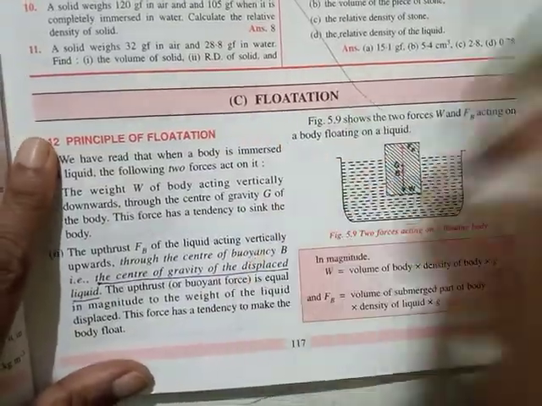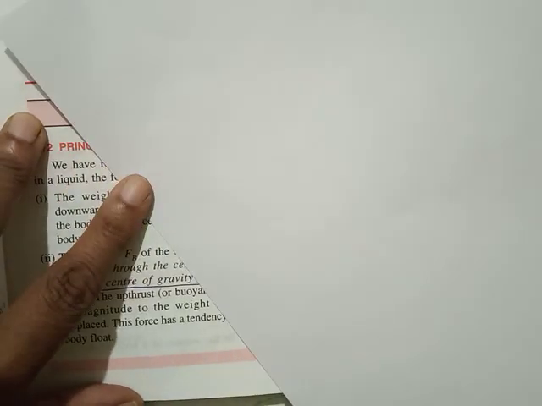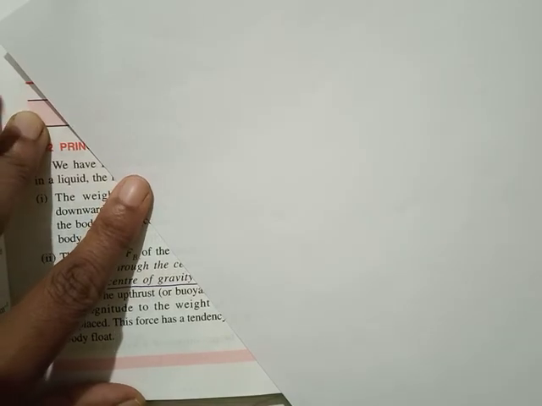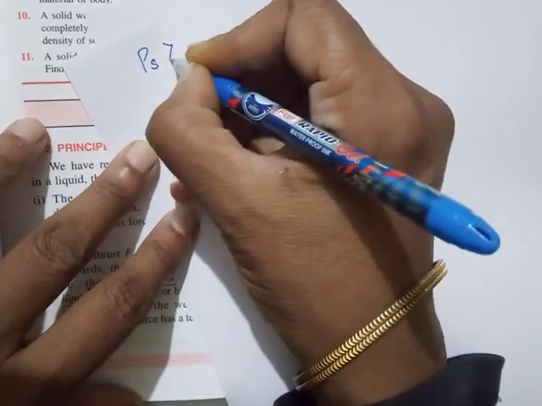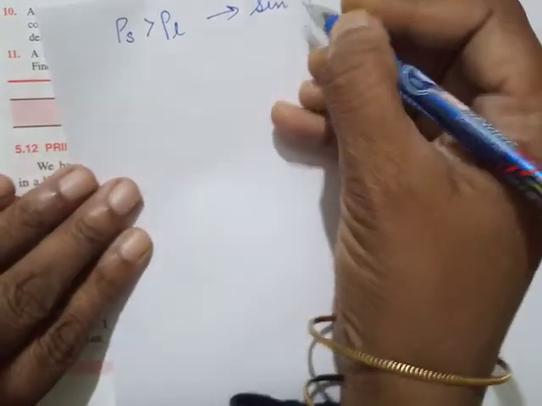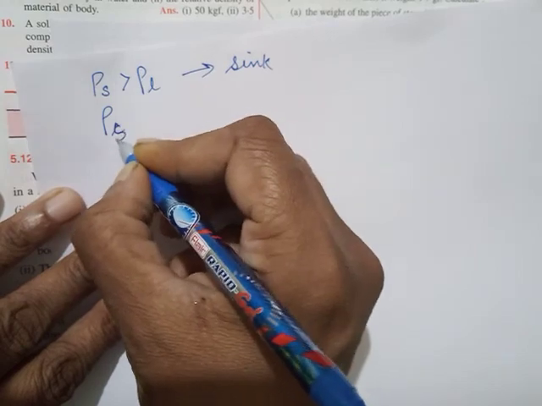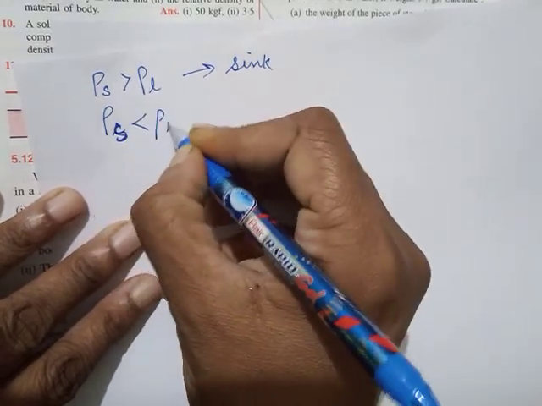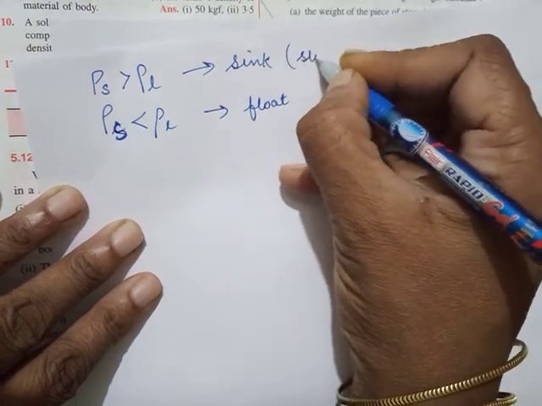Flotation. So you all know what is flotation. A body can either float or sink in a liquid depending on its density. This you have studied in lower classes also. Whenever density of solid is greater than density of liquid, the body will sink. And whenever density of solid is less than density of liquid, the body will float.